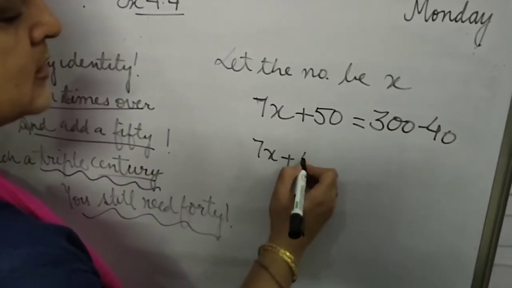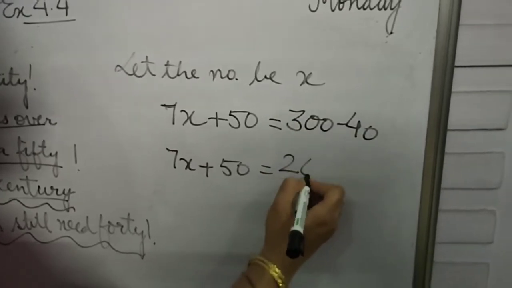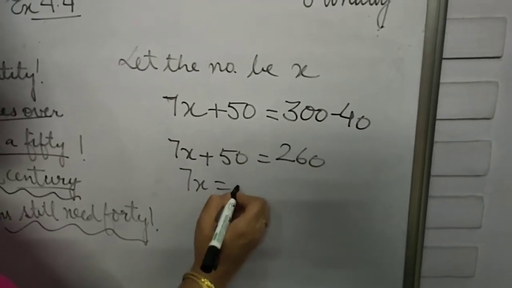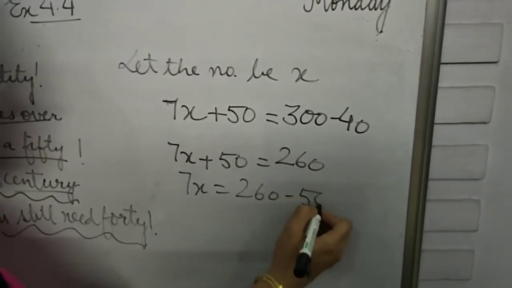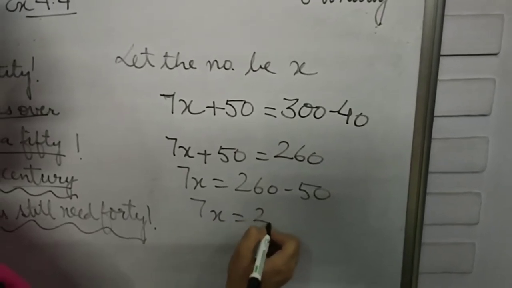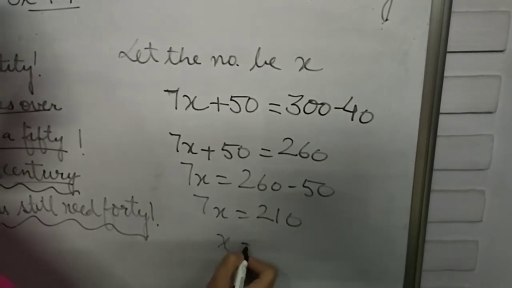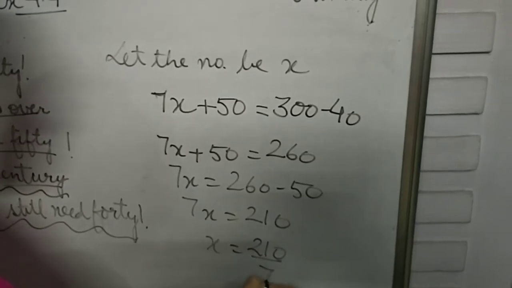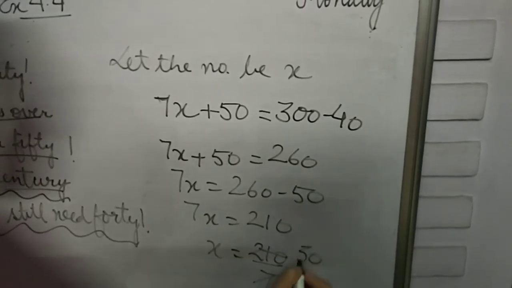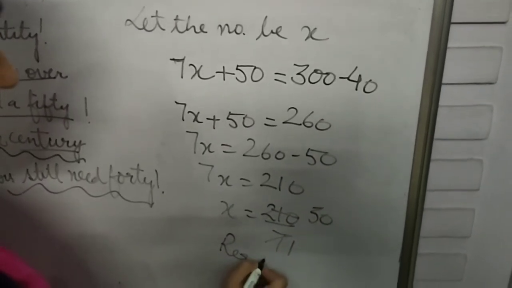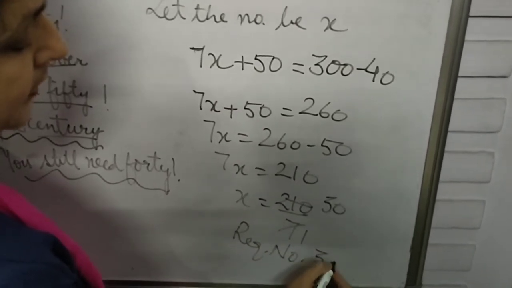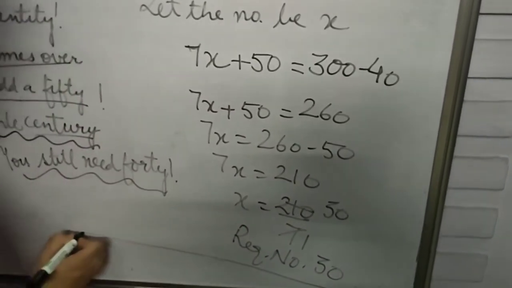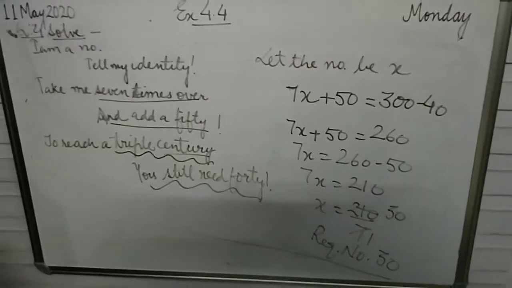So the equation is 7x plus 50 is equal to 260. 50, when it goes to that side, it will be subtracted. So 7x is equal to 210 and x is equal to 210 upon 7. That means the required number is 30. And that's all we have. With this we complete unit 4.